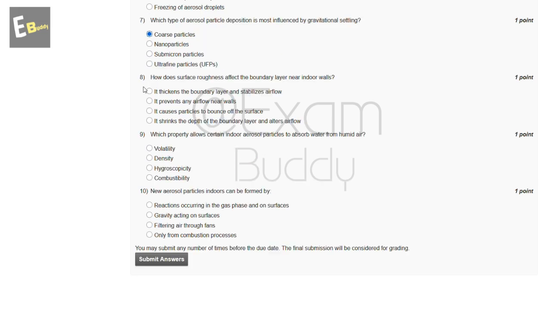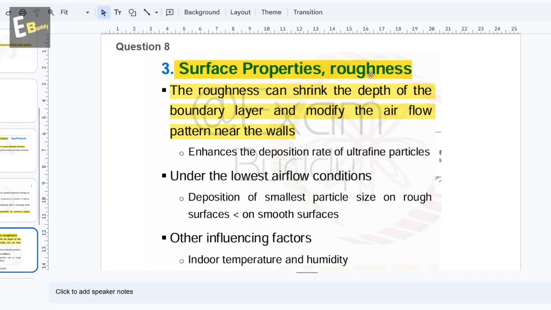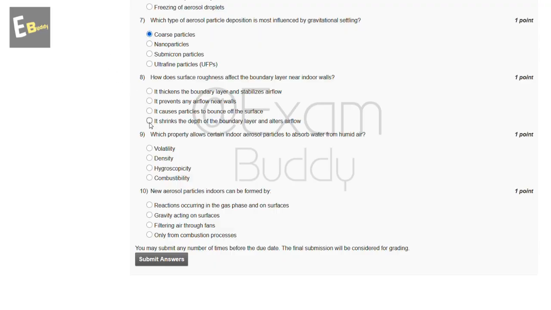Now the eighth question is: how does surface roughness affect the boundary layer near indoor walls? These are the options: it thickens the boundary layer and stabilizes airflow, it prevents any airflow near walls, it causes particles to bounce off the surface, it shrinks the depth of the boundary layer and alters airflow. Let's check the answer. Surface roughness can shrink the depth of the boundary layer and modify the airflow pattern near the walls. So the answer to our eighth question is D: it shrinks the depth of the boundary layer and alters airflow.